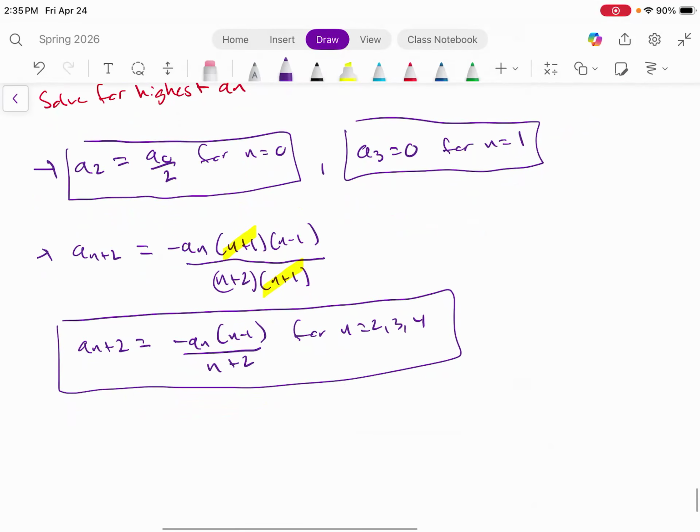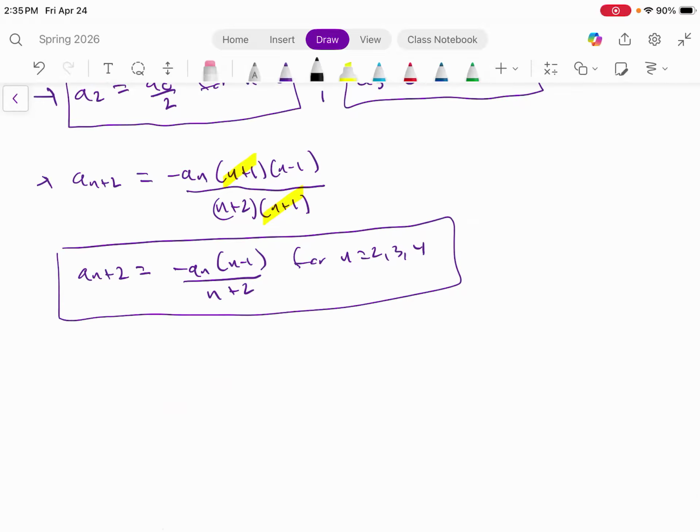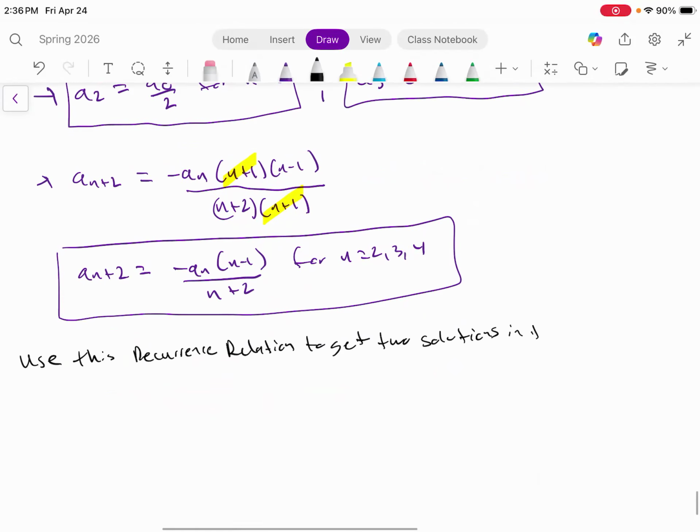Okay, so now we have a recurrence relation. And so we're going to use this recurrence relation to get two solutions in terms of a naught and a1.